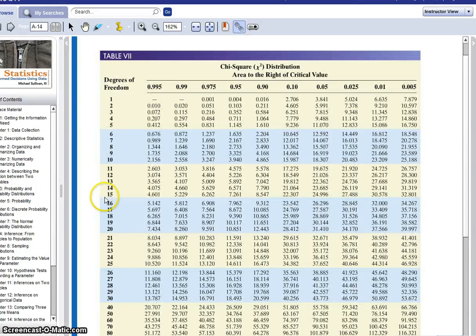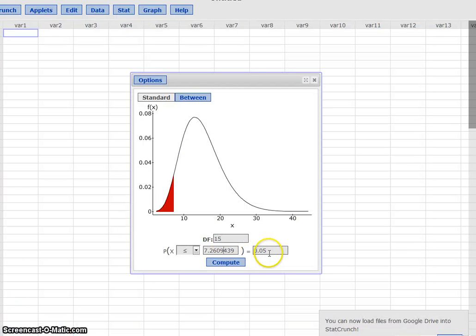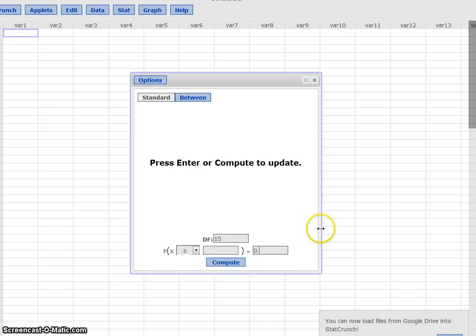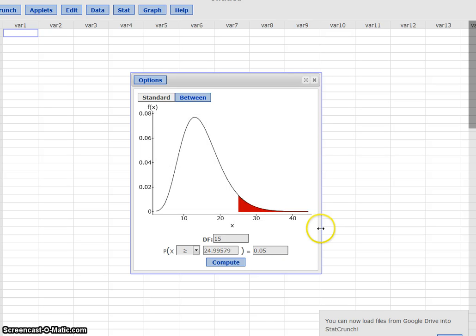So if we go back to the table for 15 degrees of freedom, 0.95, that gives you that area. So we don't want to put 0.95 in this because this assumes that the area to the right is 0.95. So in StatCrunch, we'd want to put 0.05. And then all we have to basically do is just turn the arrow around, and that should give us our other value here. I have to change that now also.